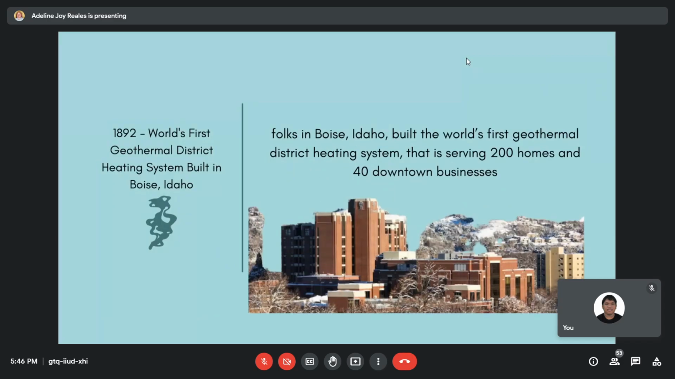4 years after, folks in Boise, Idaho built the world's first geothermal district heating system that is serving 200 homes and 40 downtown businesses. Today, there are four district heating systems in Boise that provide heat to over 5 million square feet of residential, business, and governmental space. Although no one imitated this system for some 70 years, there are now 17 district heating systems in the United States and dozens more around the world.